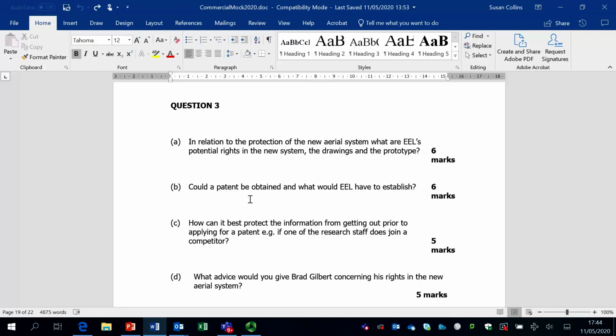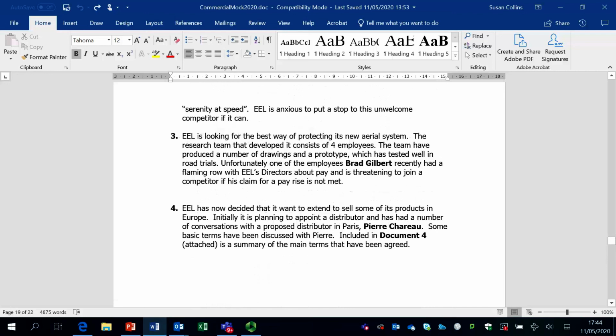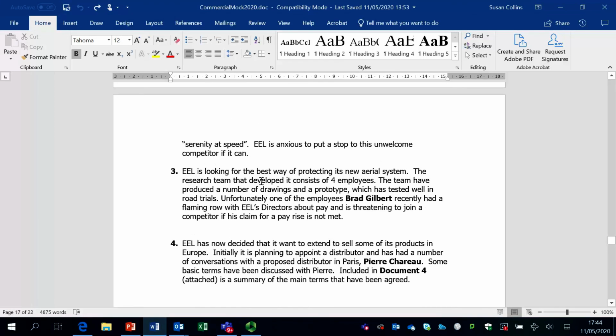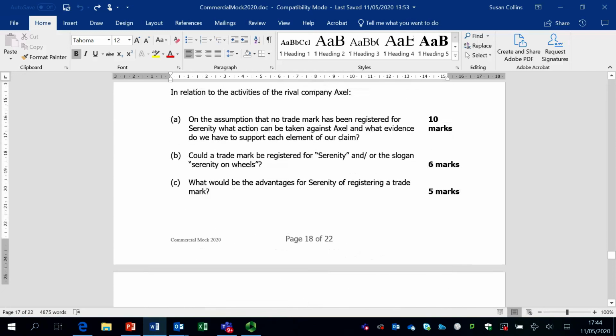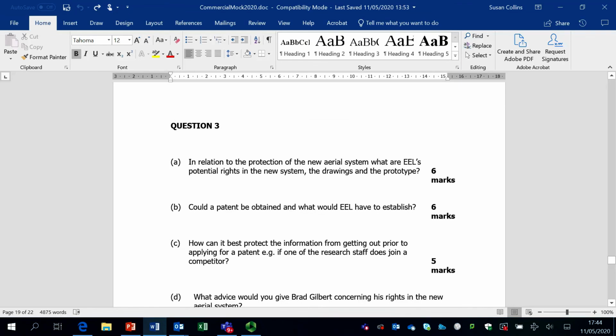A key issue I would expect you to pick up here on the facts is the road trials. If you look back in the facts here, just above, it talks about the fact that the team has produced a number of drawings and a prototype which is tested well in road trials. The risk with that, of course, is that it may well be an enabling disclosure, which may have destroyed the novelty. So I'd expect you to say a bit about that.